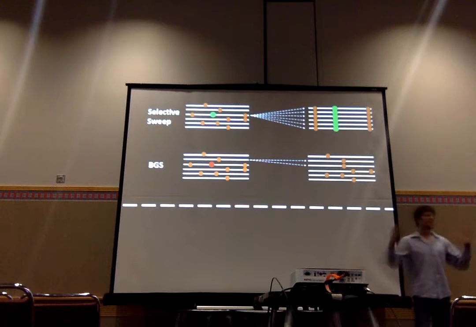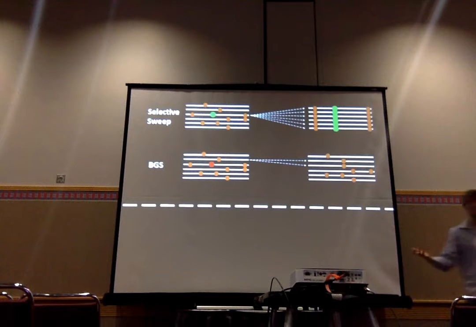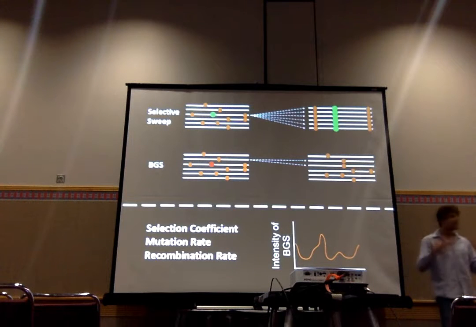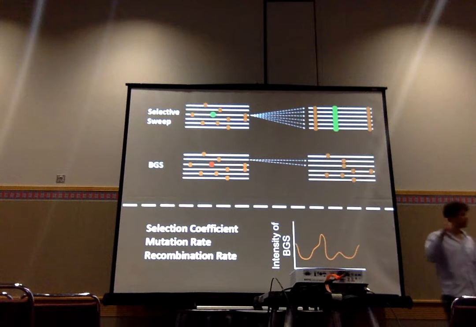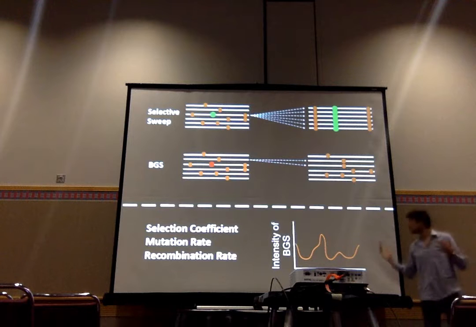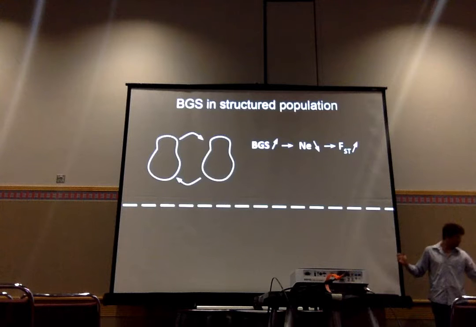Background selection is kind of the opposite. So deleterious mutations occur, the haplotype eventually dies off, and that also causes a reduction in Ne and therefore a reduction in genetic diversity. The important factors affecting the intensity of background selection are the selection coefficient, how deleterious each new mutation is, the mutation rate, and the recombination rate. All three of these factors vary and potentially co-vary throughout the genome, so the intensity of background selection is expected to vary throughout the genome.